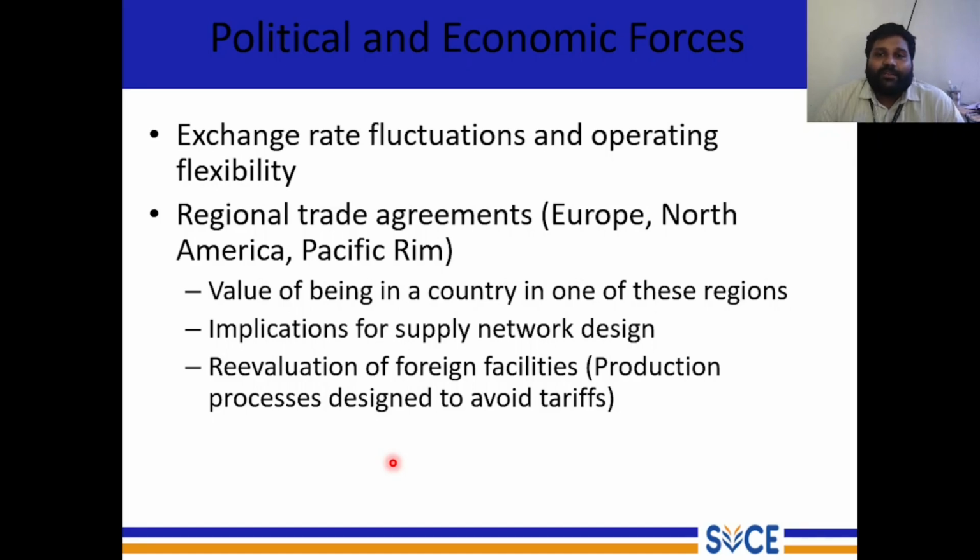Regional trade agreements, for example Europe, North America, and the Pacific Rim: the value of being in a country in one of these regions, implications for supply network design, re-evaluation of foreign facilities, and production and process design to avoid tariffs. So these are major forces.